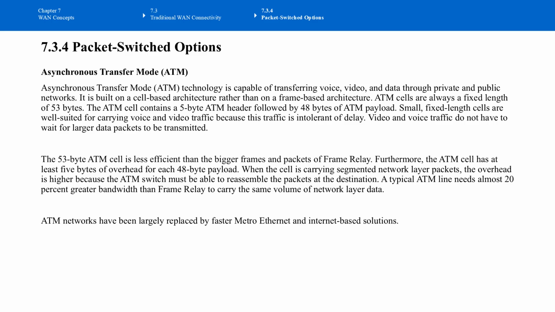But its main disadvantage is its overhead. Every 48 bytes of data requires a 5-byte ATM header. At the cell level, 5 divided by 53 is about 9.4%, so about 9.4% of each ATM cell is header overhead. Additional overhead can occur when larger network layer packets must be broken into many ATM cells and later reassembled.